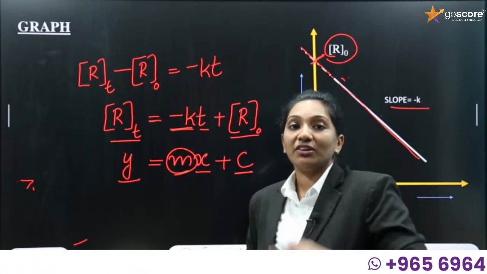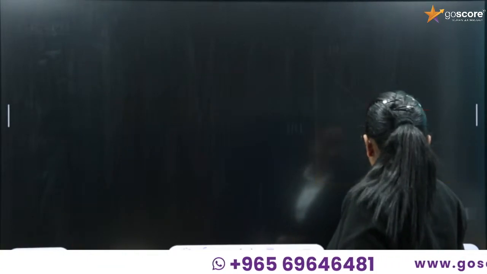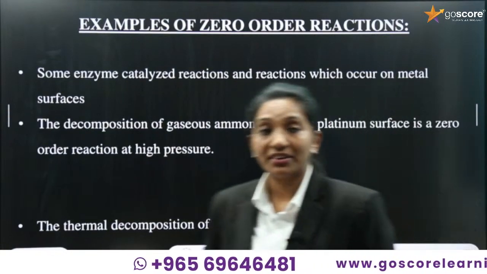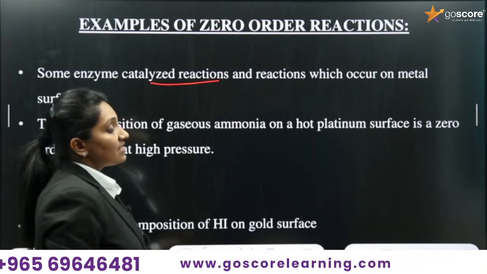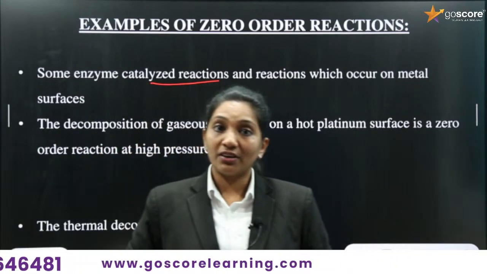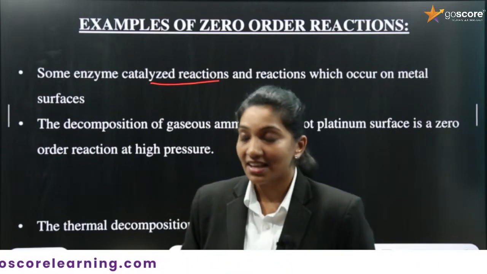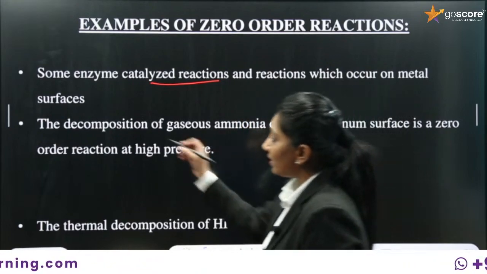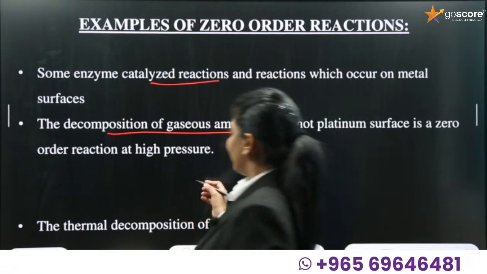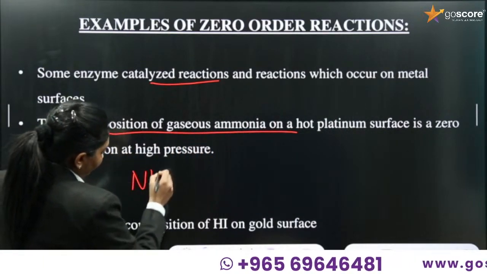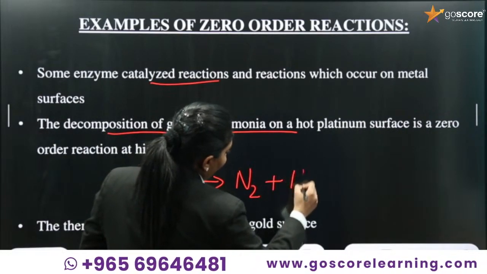Now we are going to see a few examples of zero order reactions. What are the examples of zero order reactions? The first one is some enzyme catalyzed reactions, and certain reactions which occur on metal surfaces are usually zero order reactions. And another very important example is the decomposition of gaseous ammonia. That means the ammonia, when it decomposes, produces nitrogen as well as hydrogen gas.